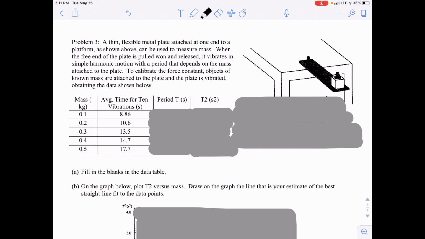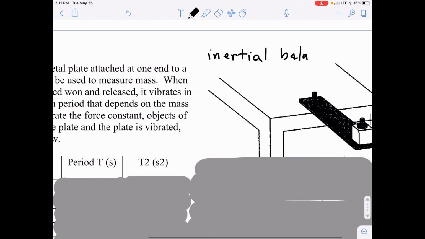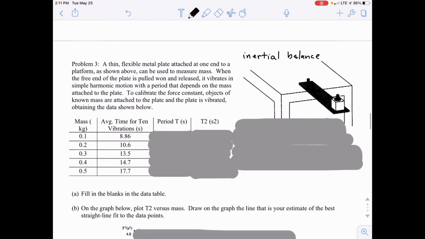Problem 3. A thin, flexible metal plate is attached at one end to a platform as shown above. It can be used to measure mass. This is called, by the way, an inertial balance. This is something an astronaut might use aboard the International Space Station to weigh a particular object and figure out mass, since obviously a spring scale or a balance to put a mass on, which depends on gravity, would not work very well.